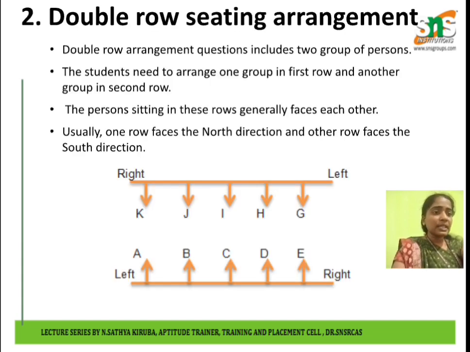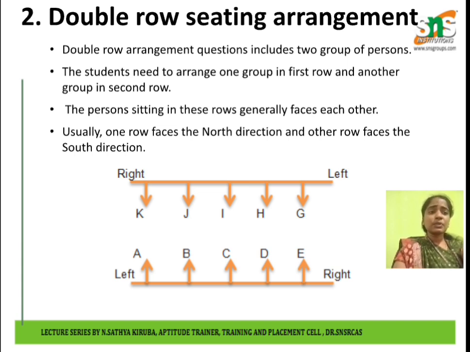Double row seating arrangement is the next type of question. Here two groups are included. They are also sitting in a row, but either they are facing each other or facing away. Left and right are given in the diagram very clearly. When the first set of students is facing north and the second set is facing south, the left and right sides will alternate.